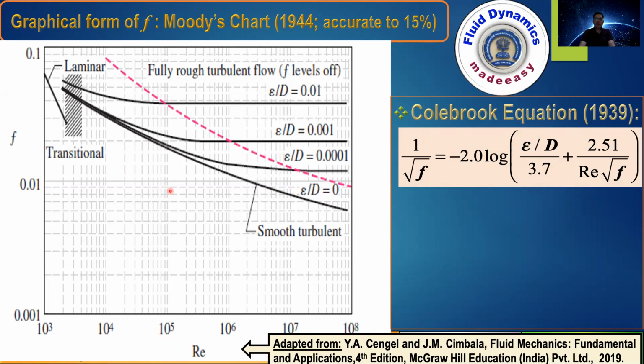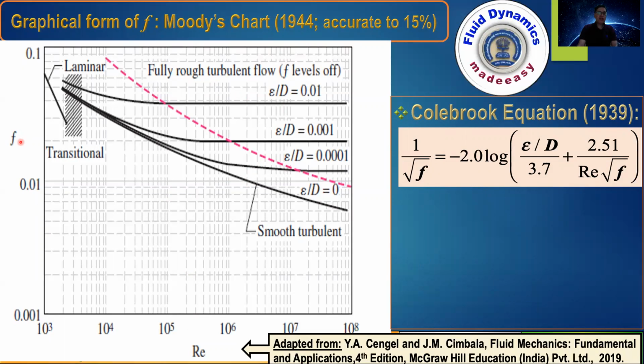So for a turbulent flow, we use this figure very commonly, and this represents a graphical form of the friction factor. Although the equation for friction factor was proposed earlier, in 1939, later on there is a graphical form of the friction factor which was proposed by Moody in 1944, and this is called Moody's chart, where in the x-axis you have the Reynolds number, and in the y-axis you have the friction factor.